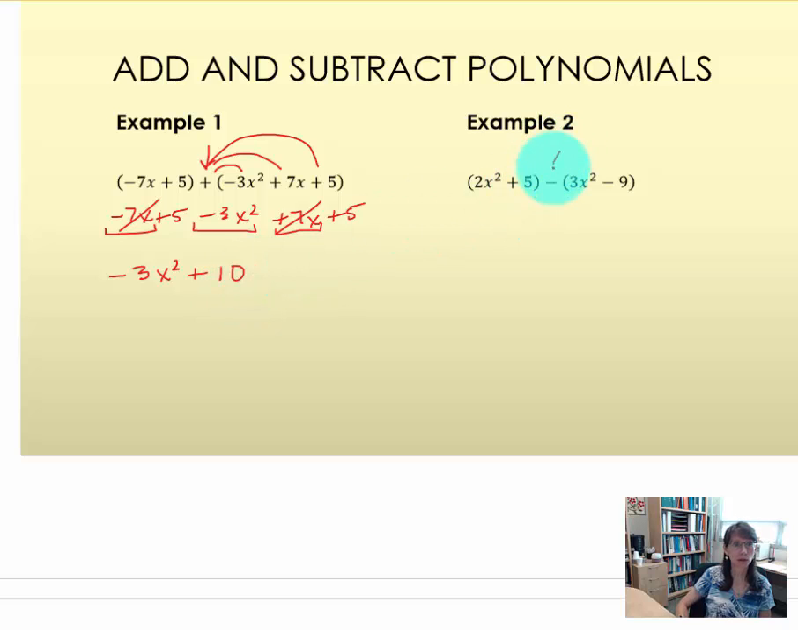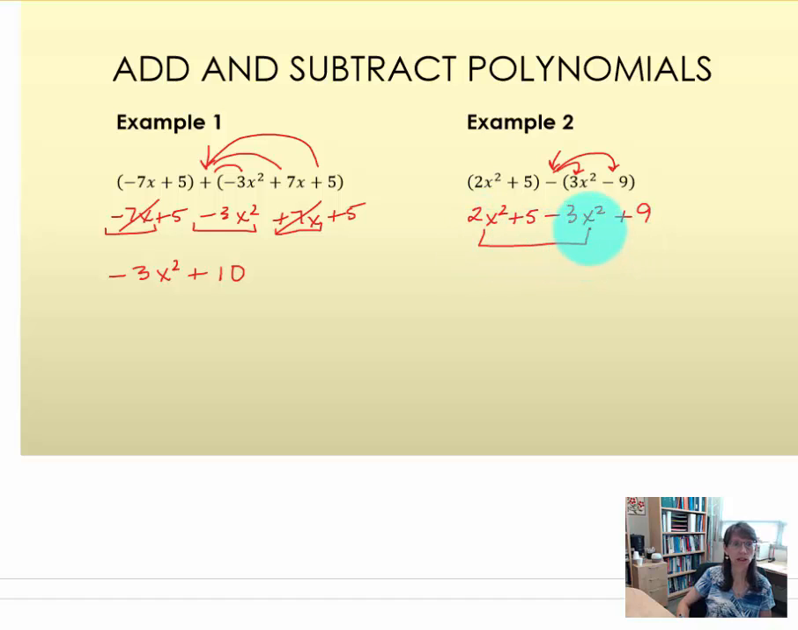In example 2, we have subtraction. So the negative is actually multiplied by each term in the quantity. So 2x squared plus 5, negative times 3x squared means we're subtracting 3x squared. And negative times negative 9 turns into addition of 9.